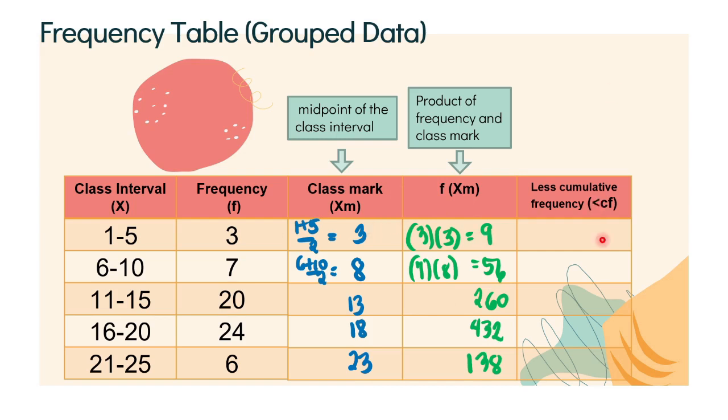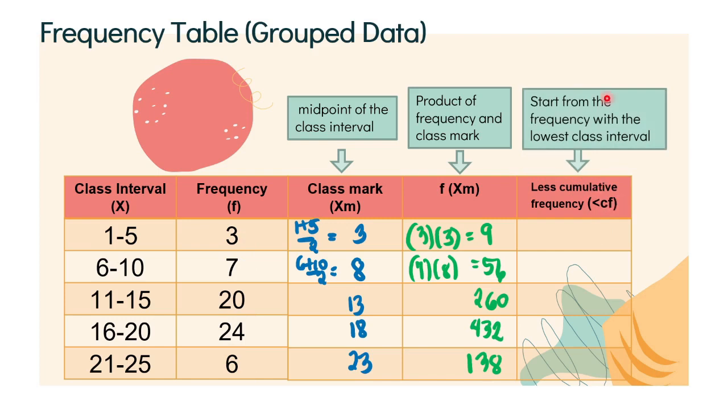And the last column refers to the cumulative frequency. We will simply add the frequencies that we have here from one class interval to the other. When we say less than cumulative frequency, we simply start from the frequency of the lowest class interval. Here, our lowest class interval is 1 to 5, and its frequency is 3. This means that we'll start from the frequency 3, then add the next one: 3 plus 7 is 10, plus 20 is 30, plus 24 is 54, plus 6 is 60.